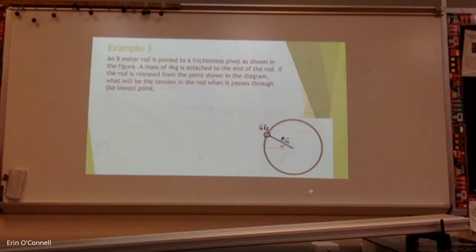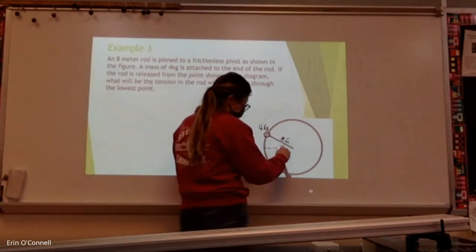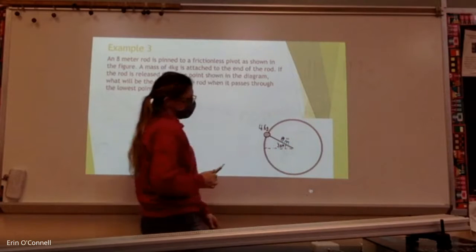The mass is 4 kilograms. It's attached to the rod. If the rod is released from the point shown in the diagram, what will the tension in the rod be when it passes through the lowest point? Okay, so we're really going to solve the first part of this question, the first half of it.